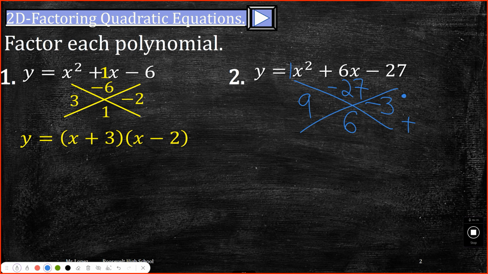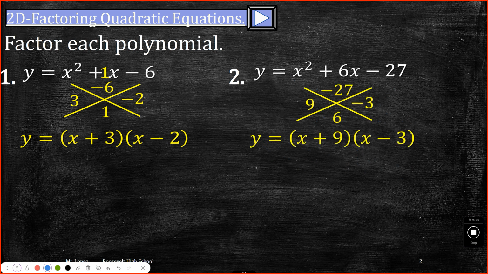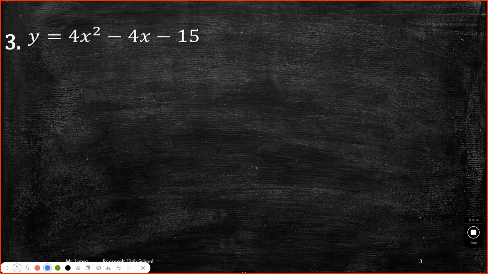So the answer is going to be x plus 9, x minus 3 is equal to y. Let's go. Next, let's go.